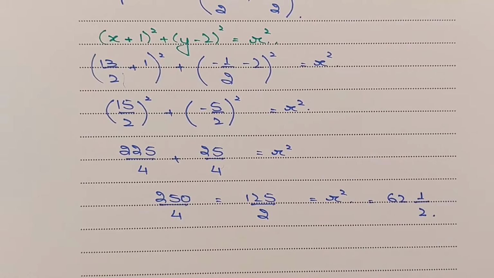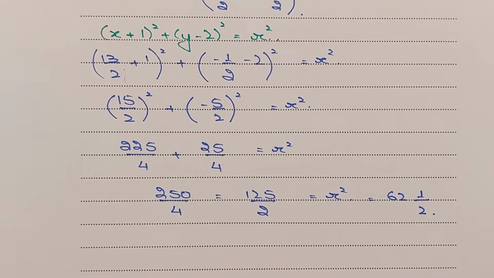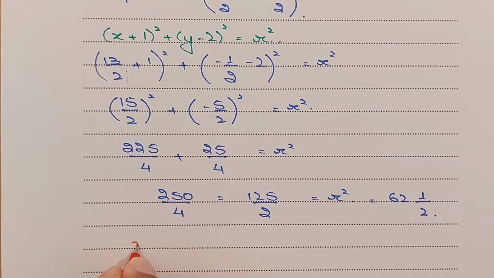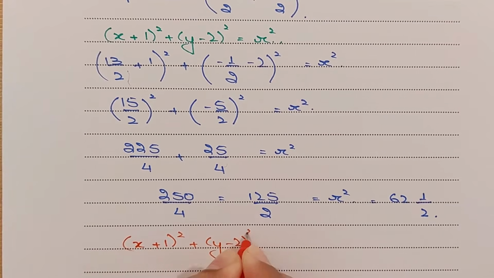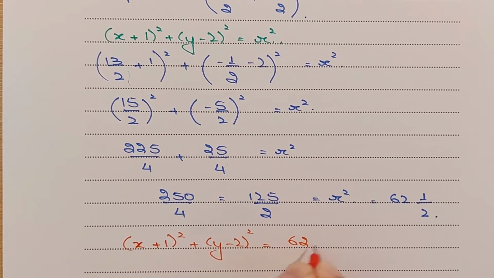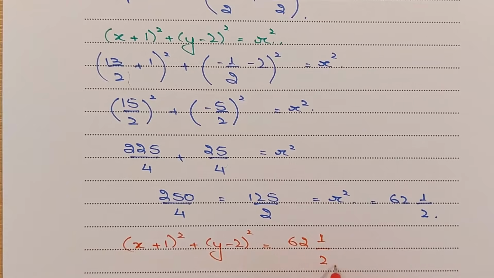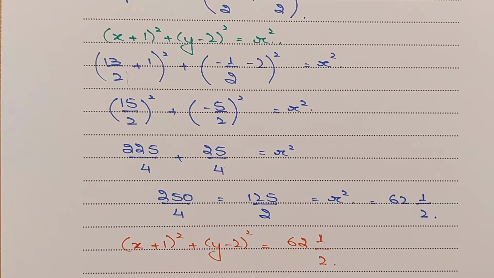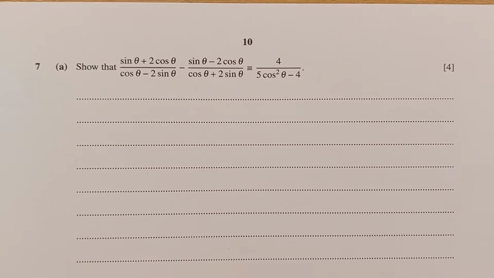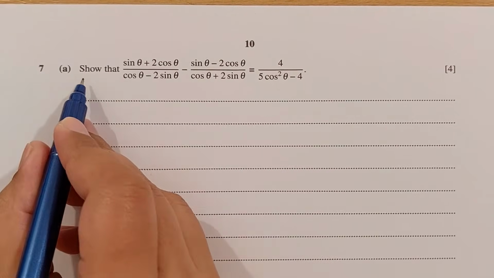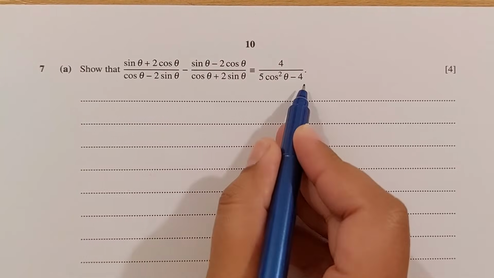This is a radius. Now we can say that the equation of a circle is x plus 1 whole square plus y minus 2 whole square equals radius square, which is 62 1/2. This is the equation of the circle which has the same center and is tangent to the given line. Question number 7, part A: show that the left hand side equals the right hand side.